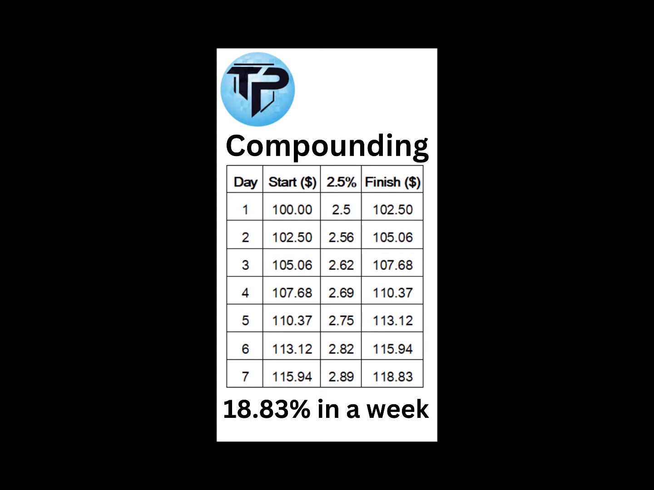So obviously on day 3, you're starting off with $105.06. Now I'm not going to go through all 7 days because that gets a little bit boring. If you want, you can pause the video and do the maths yourself. But basically, if you look at the 2.5% column, you'll see the amount you earn every day goes up from $2.50, $2.56, $2.62, and so on, up to $2.89. So the amount you make every day is increasing. It's actually exponential. It starts off slow, but it does increase exponentially.